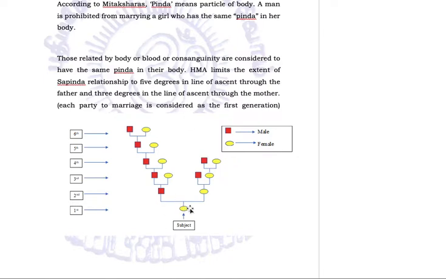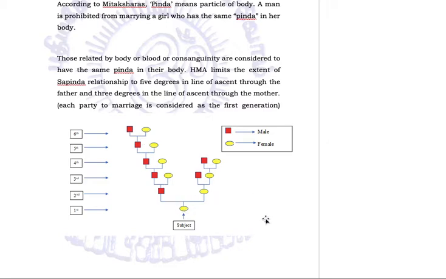This is a female, red is male, and this is a female. These are the subjects, one male and one female, who want to marry. This girl is the first generation. Now what is the second generation upward? Her father, her mother. Then we go three lines for the female. First line is her mother, then her mother's mother and mother's father, then grandmother, great grandmother, great grandfather. Similarly for father, one, two, three, four. These are ancestors.